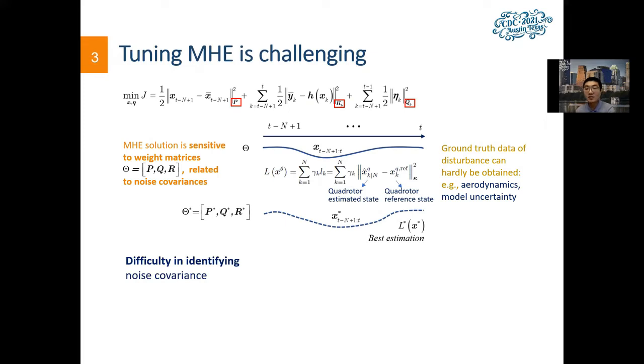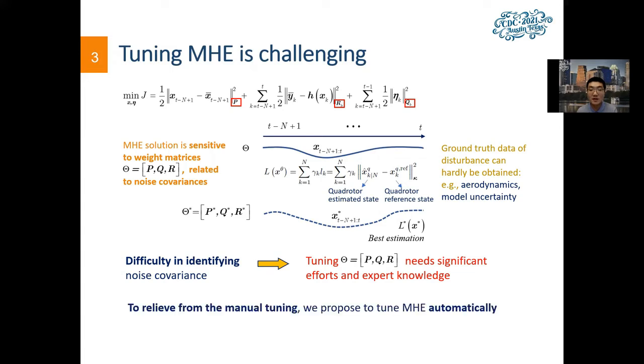However, tuning these parameters is non-trivial because noise covariances are usually unknown in practice and hard to identify. So tuning MHE is very sophisticated and needs much expert knowledge. To reduce the burden of manual tuning, we propose to tune MHE automatically by gradient descent.